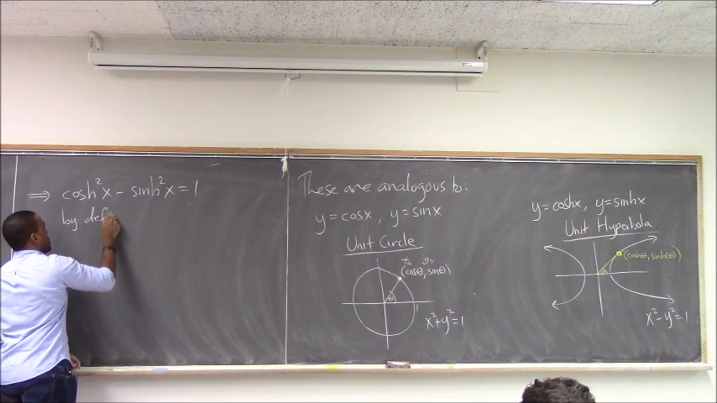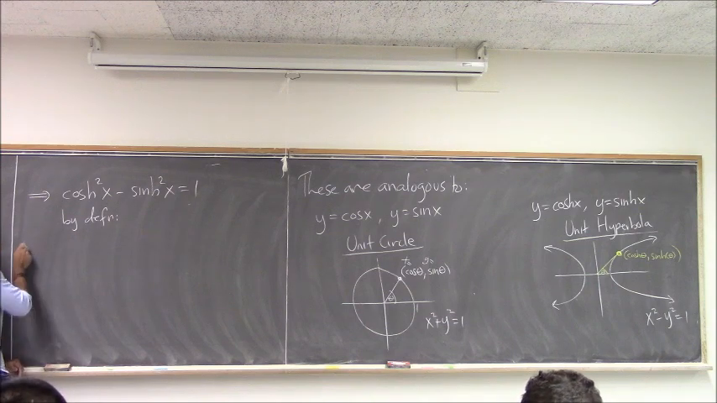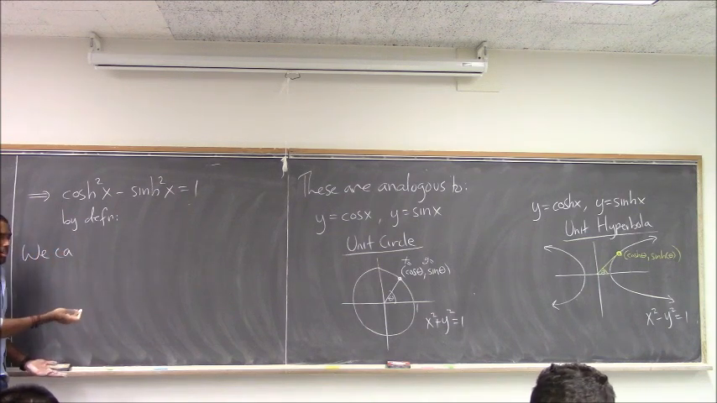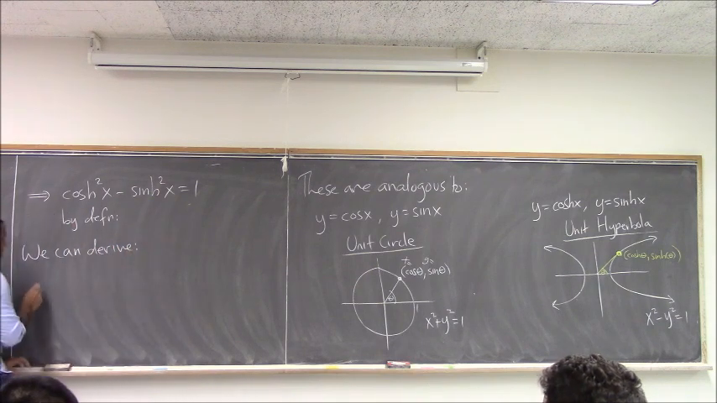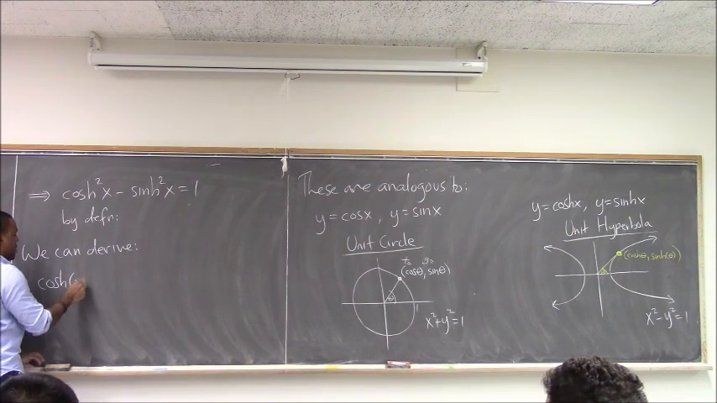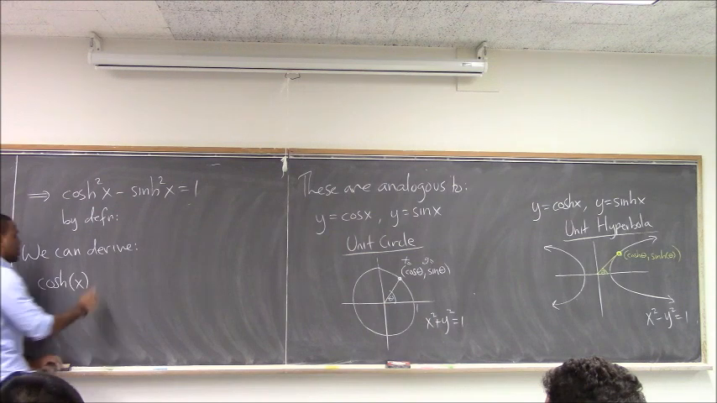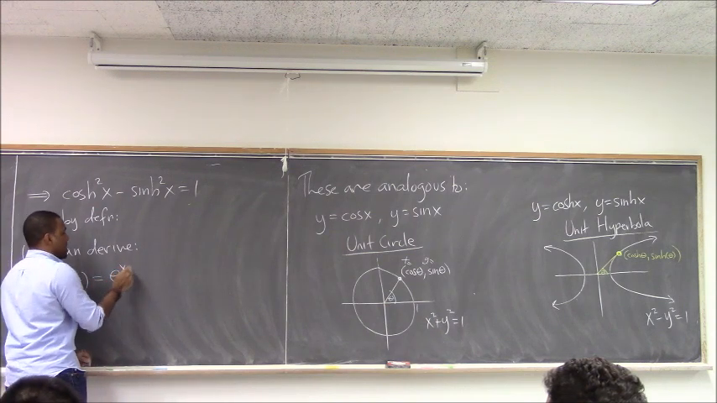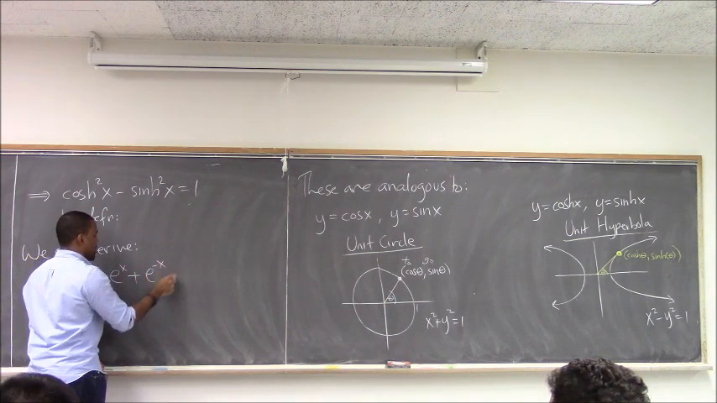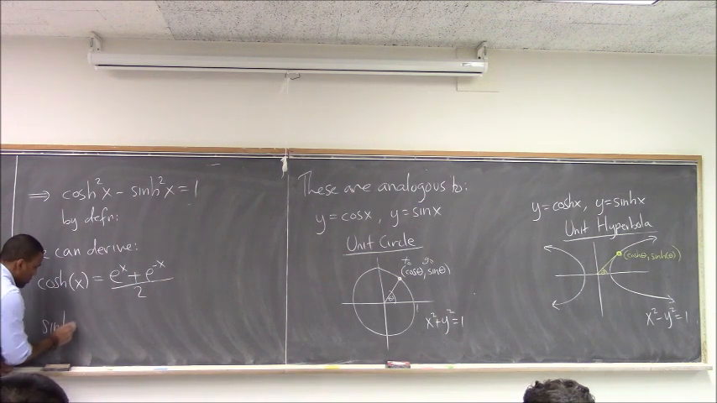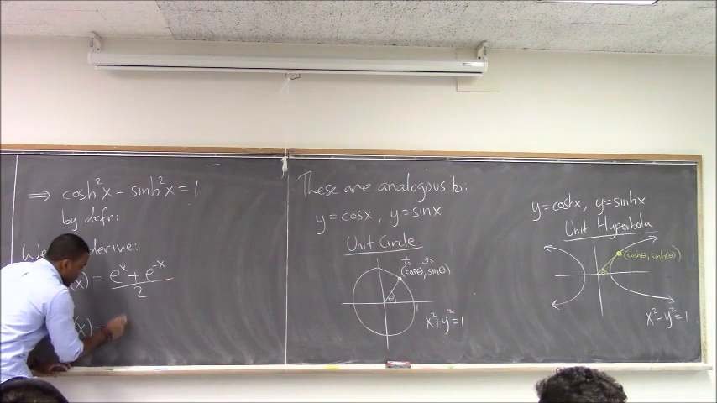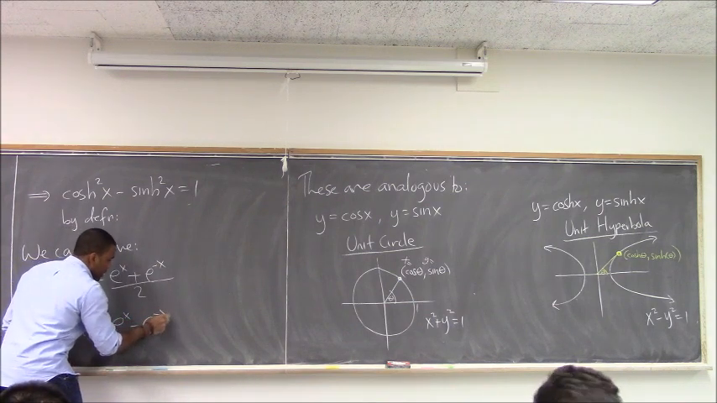And by definition, it turns out we can derive, I'm not going to do it because it's kind of annoying, but we can derive the fact that the cosh of x, you can actually write it as an exponential function. It's going to be that guy. And the sinh of x, you can also write it as an exponential function. It's actually that guy.